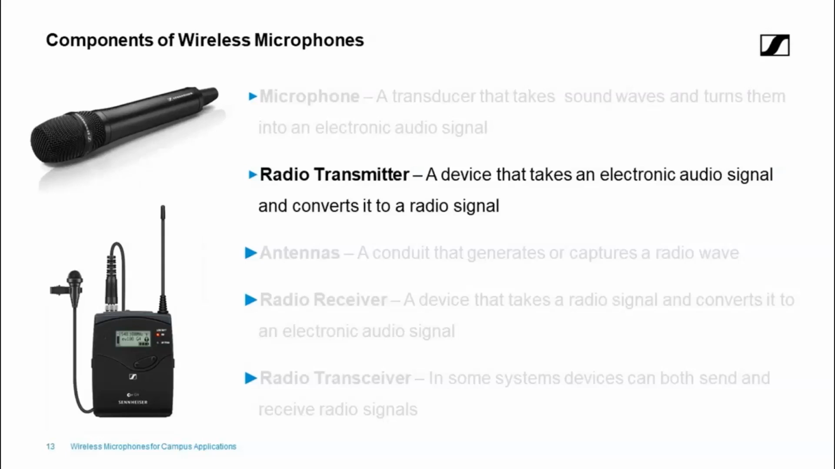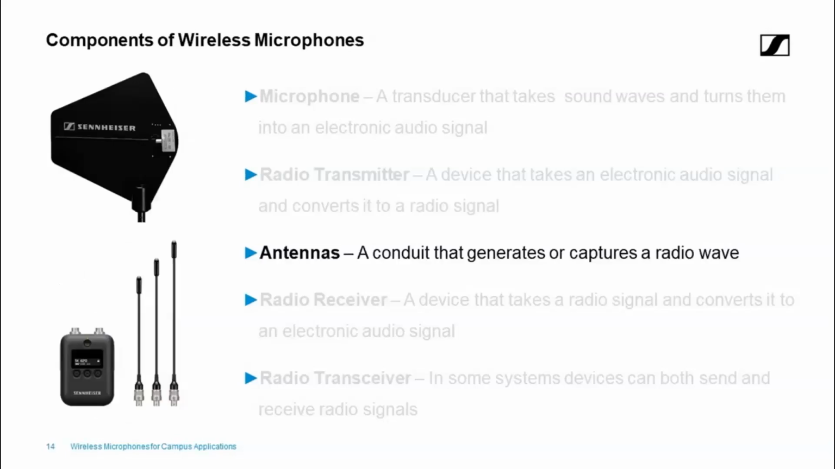So the transmitter is a device that is going to take an electronic audio signal and convert it into a radio signal that we can send over the air. We also need antennas. So these are the conduits that are either going to generate that RF signal or capture that radio wave. So there's antennas on both the transmit side and the receiver side.